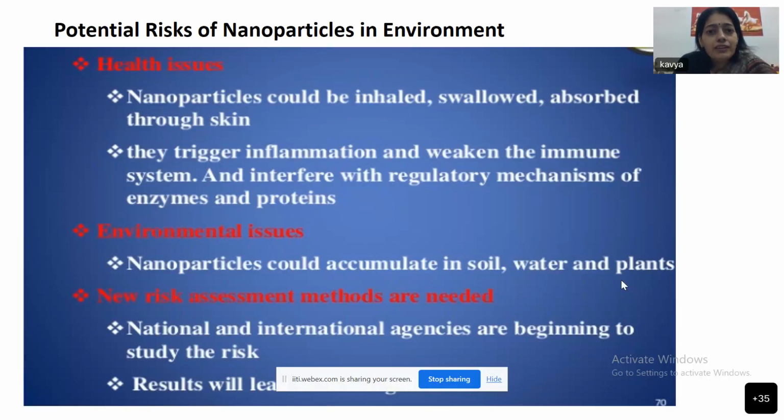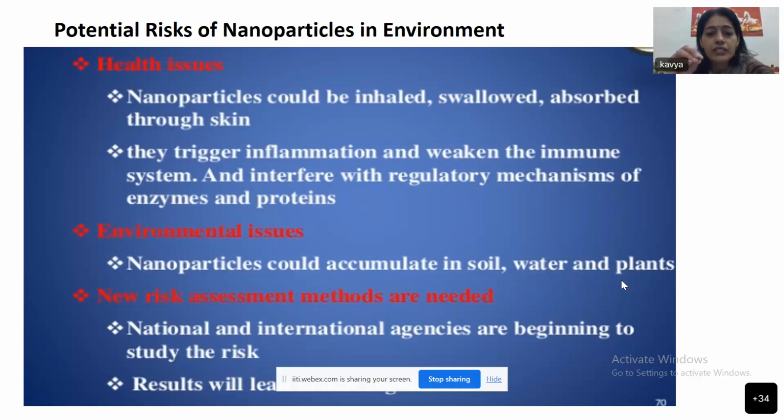So what would happen? At every stage of release, you will have a different impact. You will have a different spatial impact. You will have a different temporal impact. So the health hazards, the potential health issues which doctors have now started confirming: nanoparticles could be inhaled, swallowed, and absorbed through skin. I just mentioned it. Your skin is no barrier for nanoparticles. It is just a gateway, a free pass. It just enters. Then it triggers inflammation and weakens the immune system.